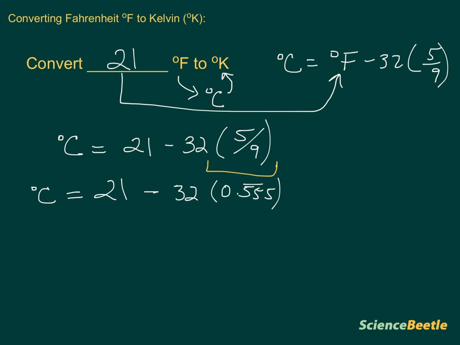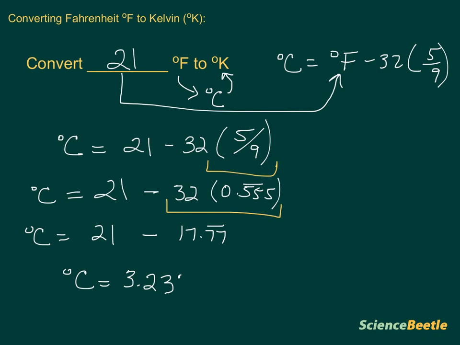Now the next step is to resolve this portion of the equation. I'm going to take 0.555 and multiply that times 32, and for this particular section of the problem, it's going to be 17.77 repeating. So I need to bring down the minus sign here and the 21. That should give me degrees C here. All I really need to do now is take 21 and subtract the 17.77. That should result in the following answer: 3.23 degrees Celsius.